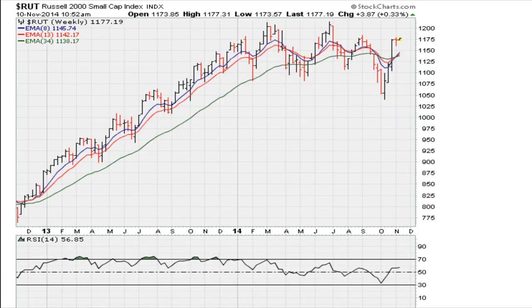Now this is the same chart, closer view, 2-year weekly, and I just want to go back and see what's going on.